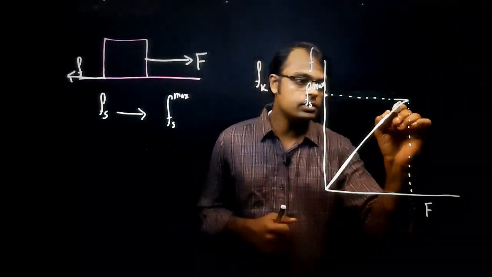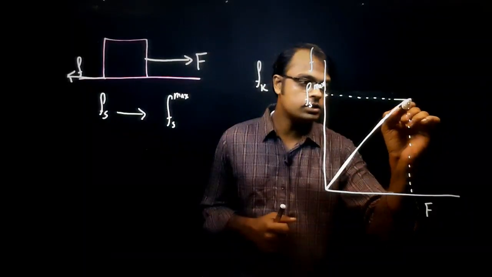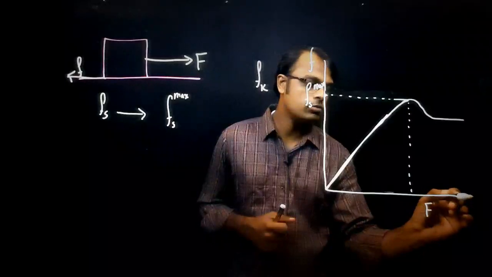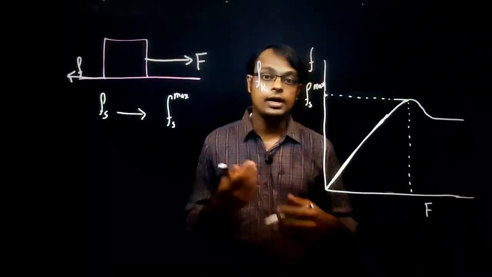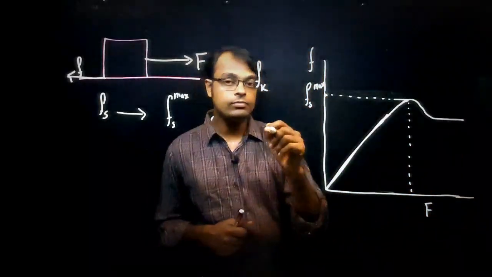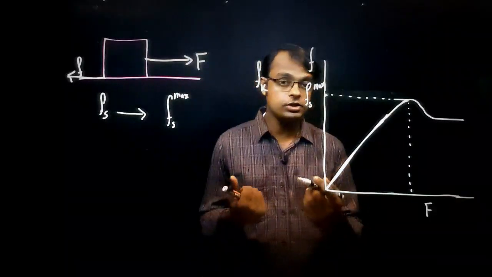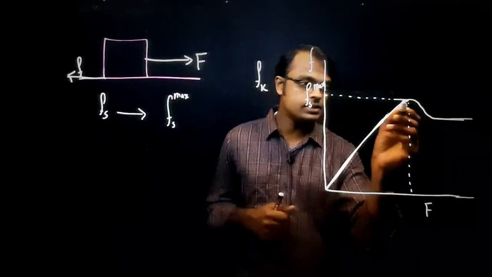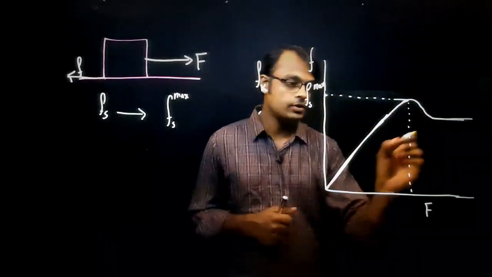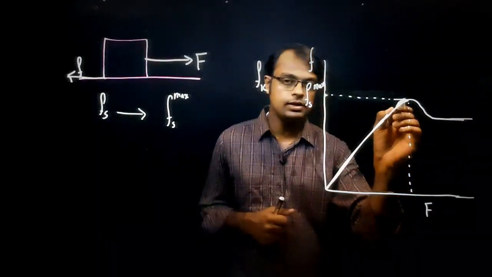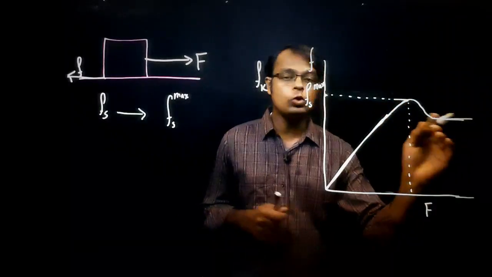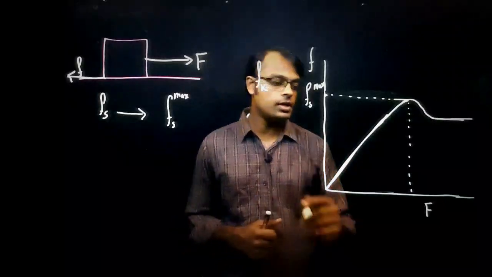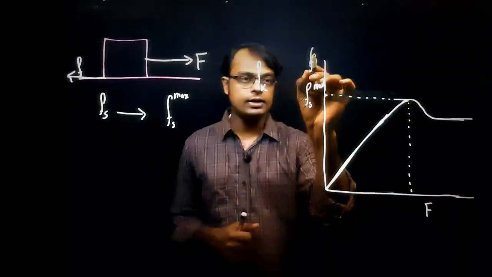After that what will happen? Now the friction is reduced, and the body will now possess kinetic energy. And that time the friction is called kinetic friction. Now you can see here, kinetic friction will always be less than the limiting friction, and it is almost constant. So this is a graph connecting the applied force and the friction.